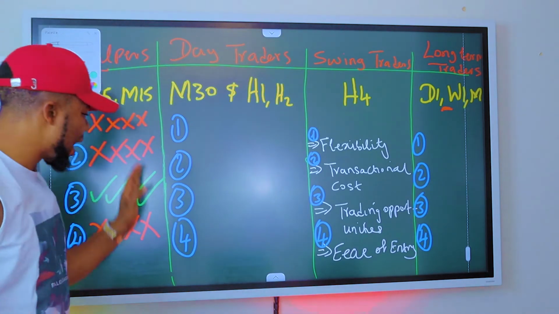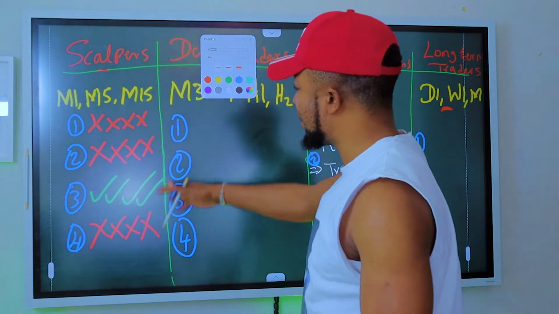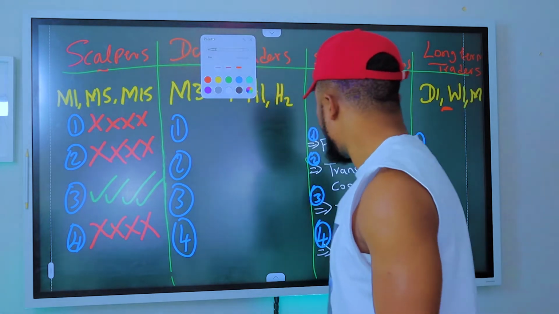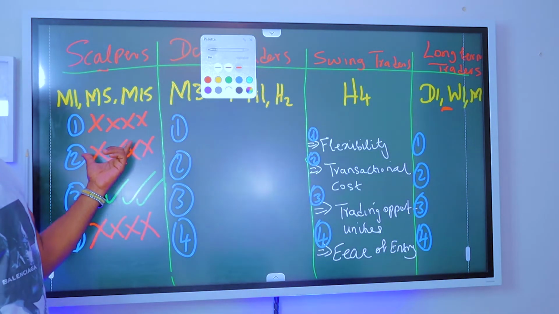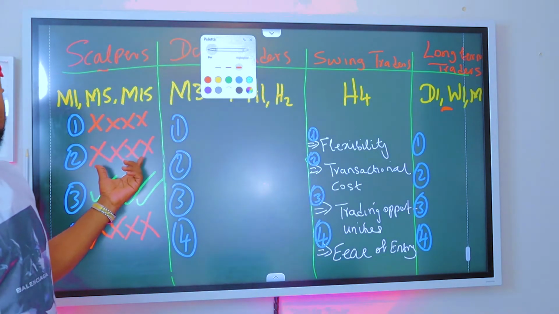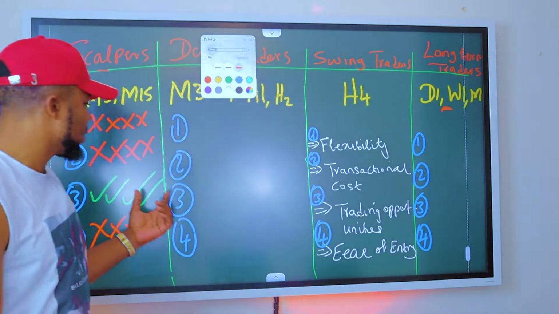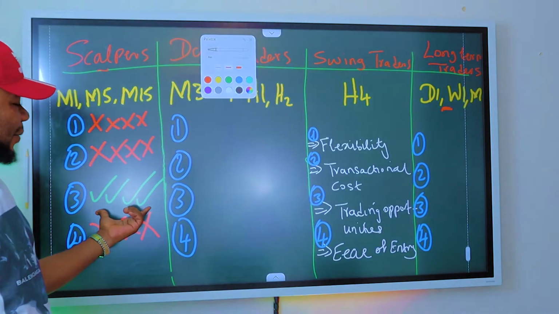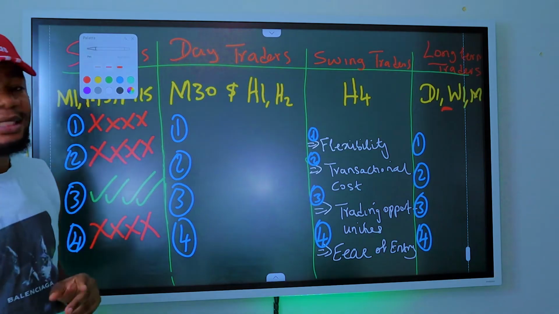So that one is for scalpers. Even if you want to take a screenshot or write this down, that is about a scalper. A scalper doesn't have flexibility. The transactional cost for a scalper is very high. And then trading opportunities. So the only advantage a scalper has is the trading opportunities. Now let's go to a day trader, all right?